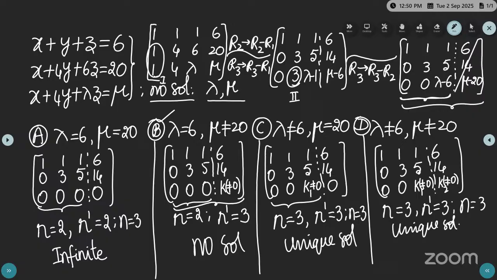If the question is asked, when will you get a unique solution? You will get a unique solution when lambda not equal to 6. Write it as a note: irrespective of the value of mu, when lambda not equal to 6.